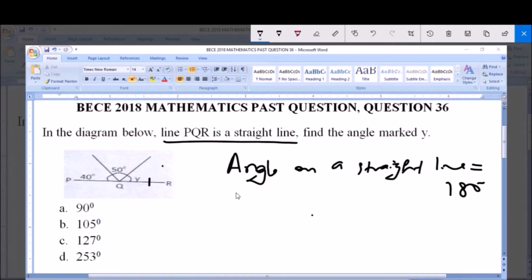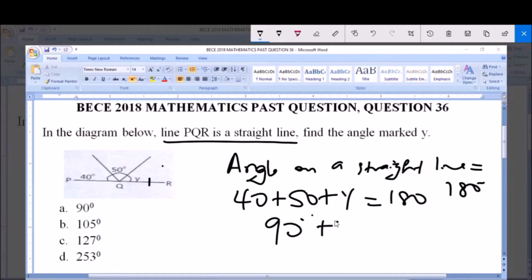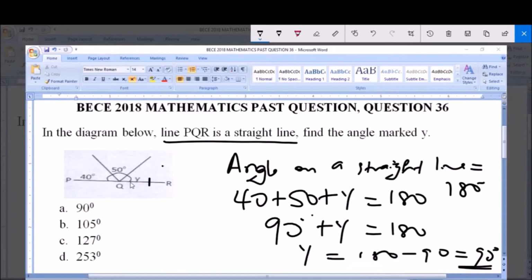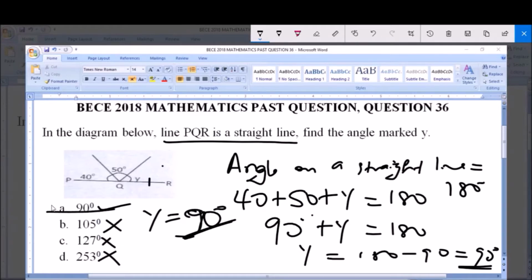So therefore we say 40 plus 50 plus Y is equal to 180. So here 40 plus 50 will give us 90 degrees, plus Y is equal to 180. And from here you can see Y is equal to 180 minus 90, and this is equal to 90 degrees. Y is 90 degrees. Now from these options, option A says 90 degrees, which is correct. B says 105 degrees, which is wrong. C says 127 degrees, which is wrong, and D says 253 degrees, which is wrong. So option A is the correct answer.